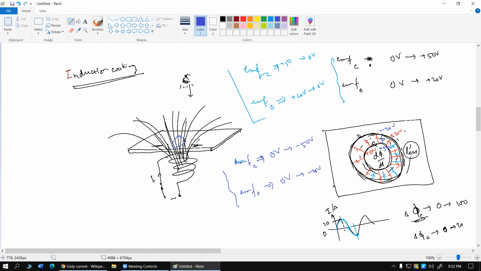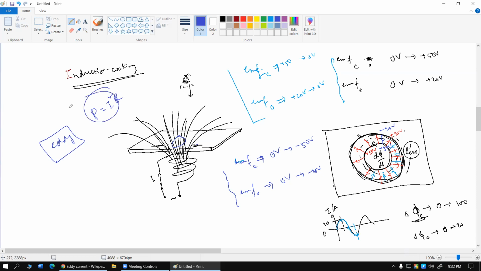As a result, they will be producing different values of EMF, and this difference of EMF will produce a current flow within the metal plate as long as there is a potential difference. This current flow is, in this case, what we're defining as the eddy current, and that eddy current will once again produce heating using the formula P equals I squared R.